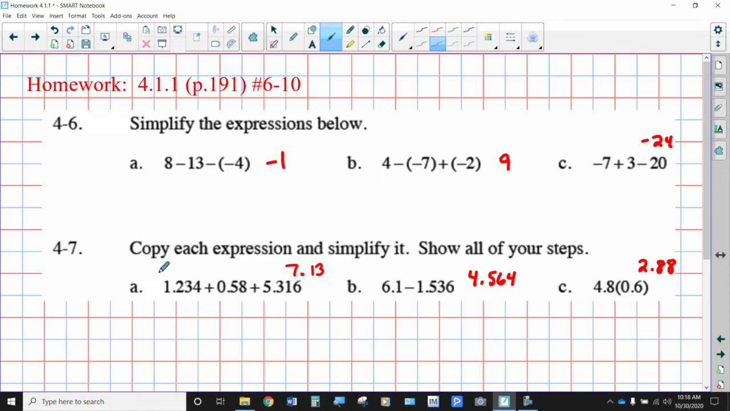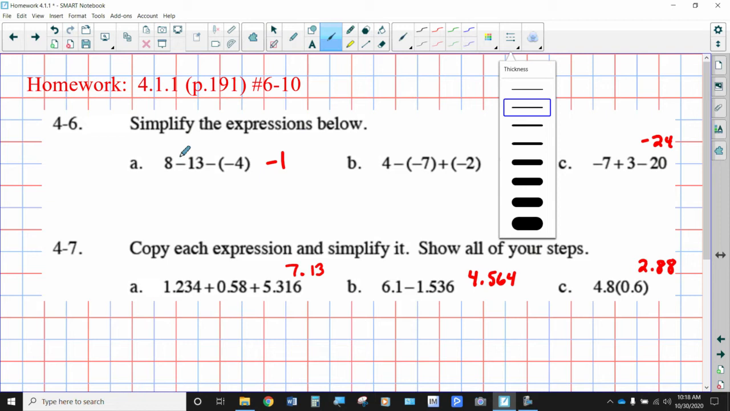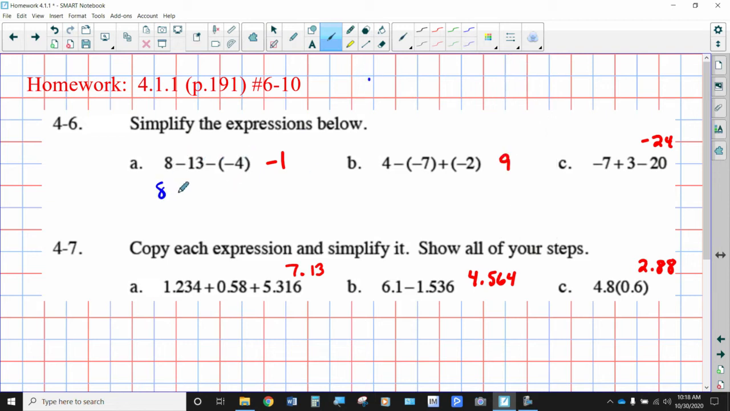Okay, so let's go ahead and simplify these expressions. And so I would recommend, like we were saying, is rather than trying to do the subtraction, if I change this to 8 plus a negative 13, right? We did the KFC here. And then let's keep this as a negative 13. And instead of minus a negative 4, let's call it plus a positive 4.